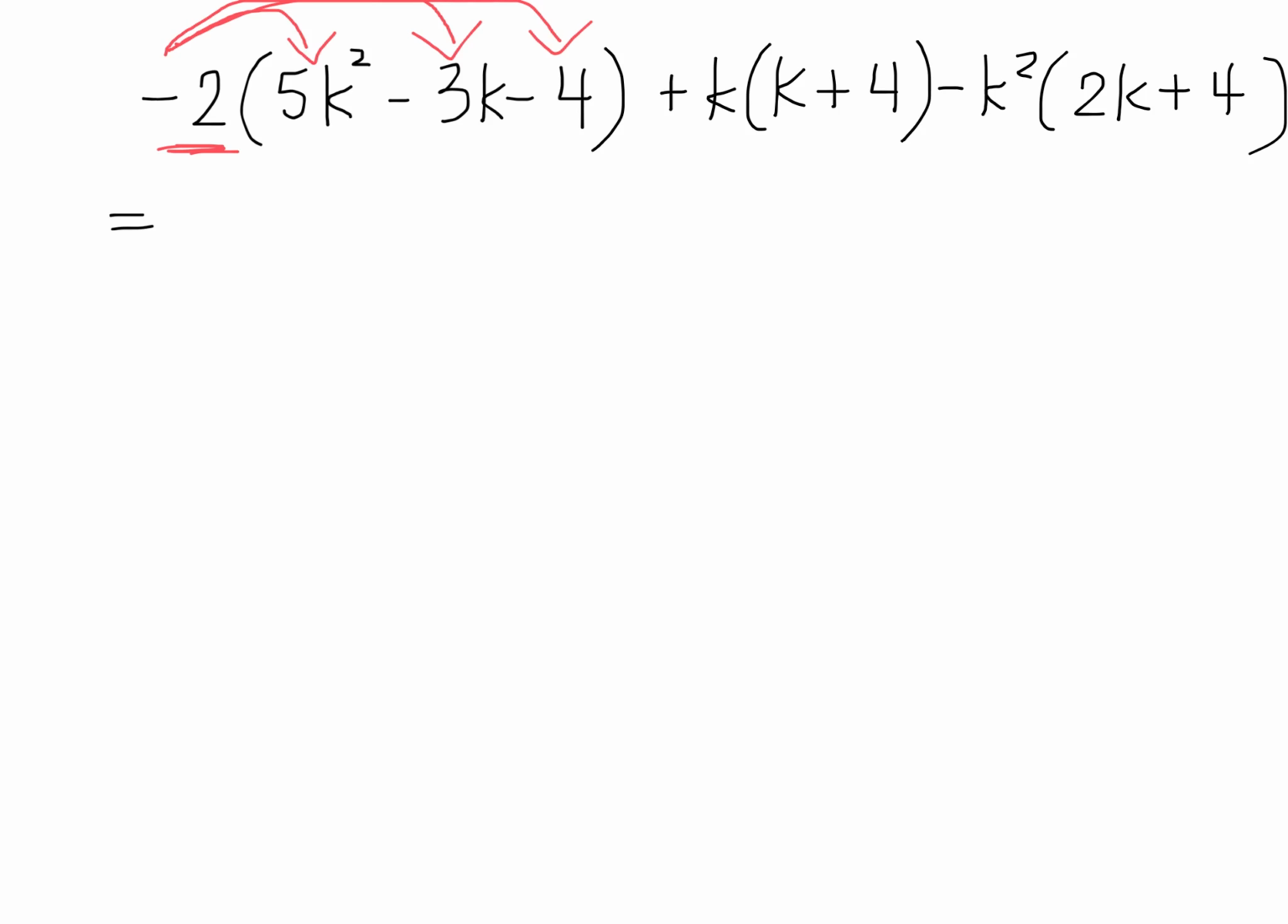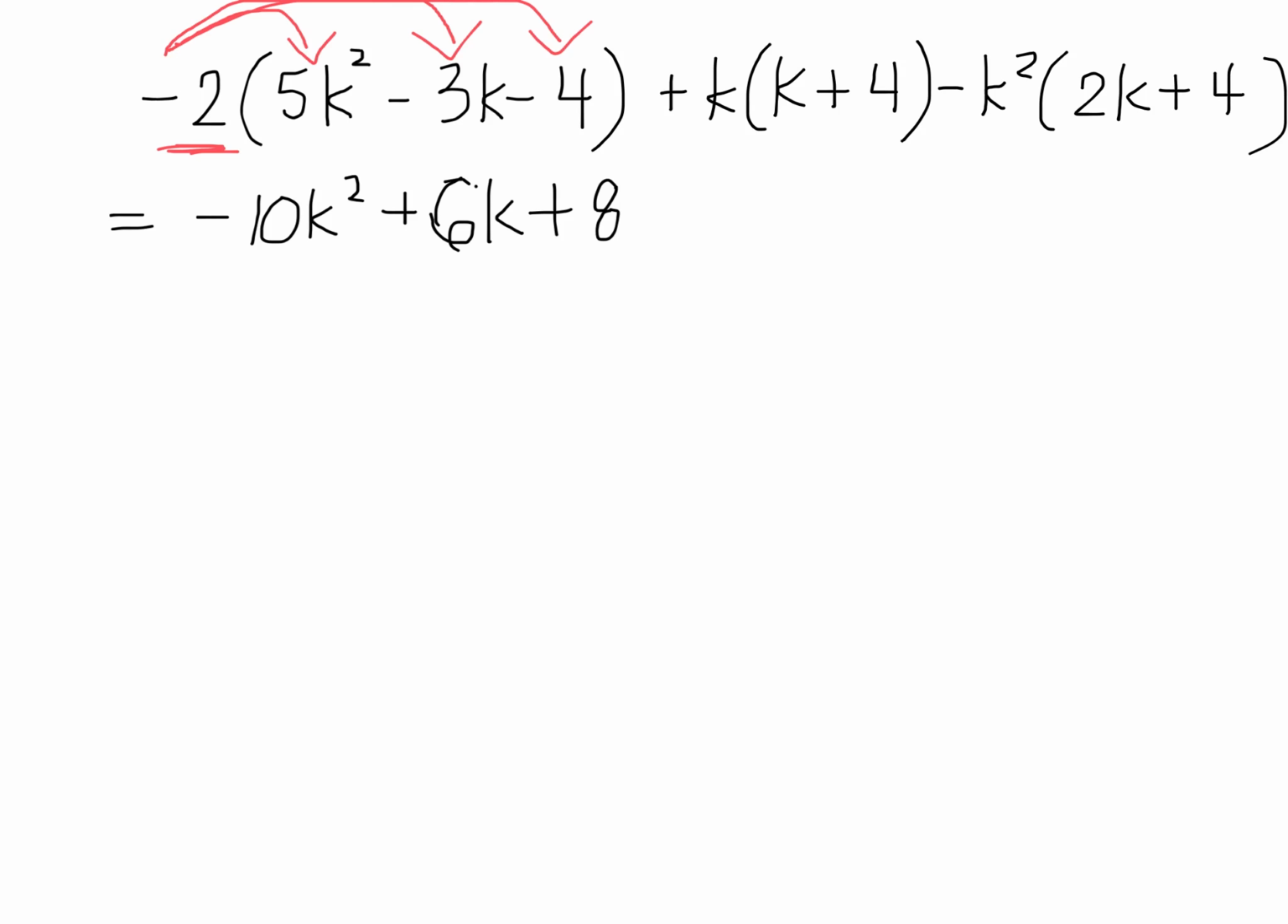First step. Done? Yep. Negative 10k to the power of 2. Good. 6k. Positive 6k, good. Positive 8. Positive 8. Perfect. Okay, that's the first part. We've removed the brackets because we distributed.